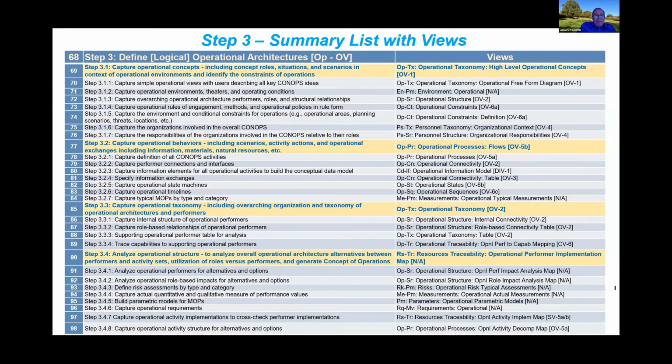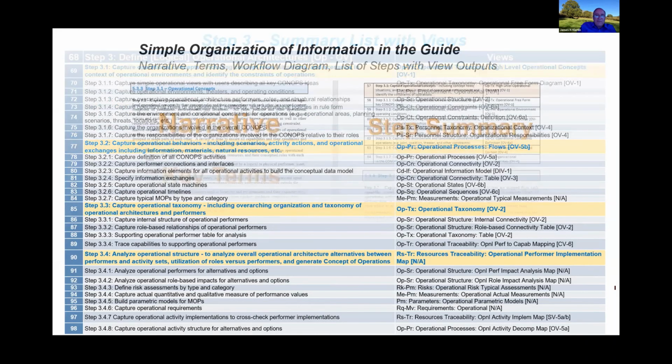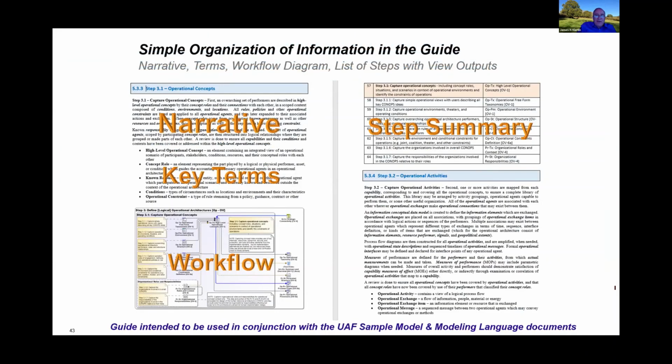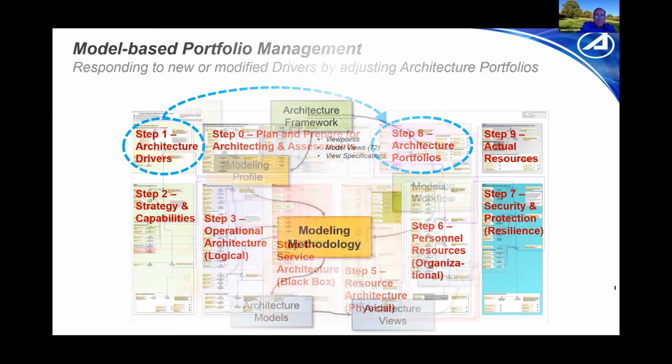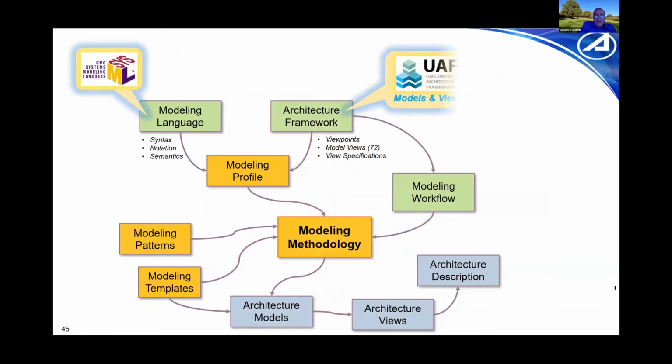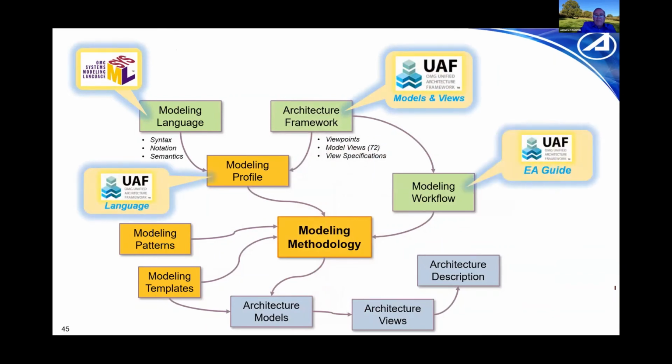And we wrap up the chapter with a list of all the steps and the corresponding views. So we looked inside the document, and I gave you the link where you can find the document itself. So the basic challenge for the enterprise managers is how to adjust their portfolio based upon the changes in drivers. And you can use the architecture model as the basis for informing those portfolio managers.